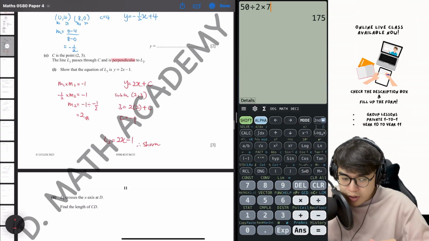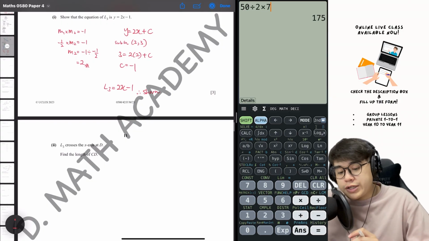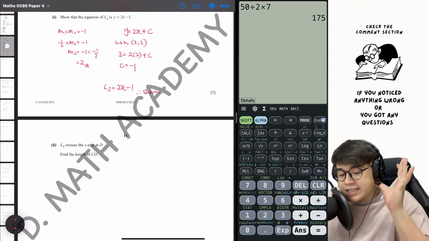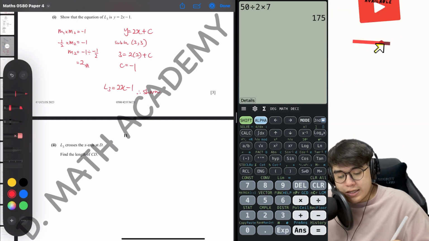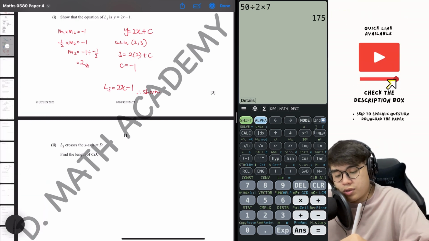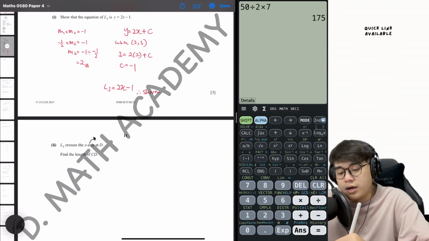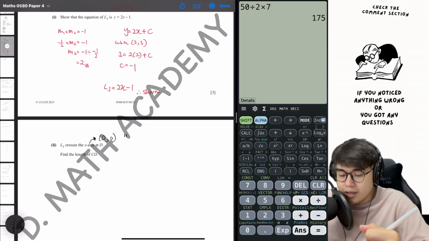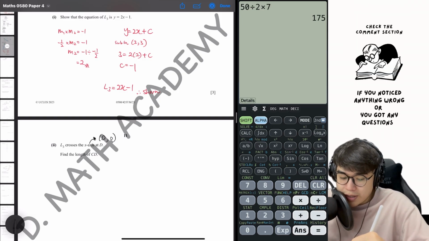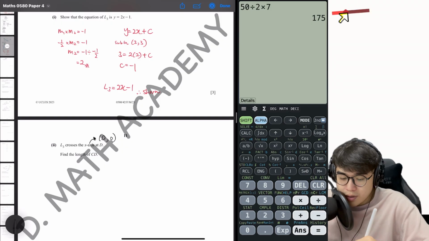Okay, moving on to the next part. L3 crosses the x-axis at D. So on our x-axis, we have coordinates of D, I just put D(d, 0) first. Okay, so try to find D here.